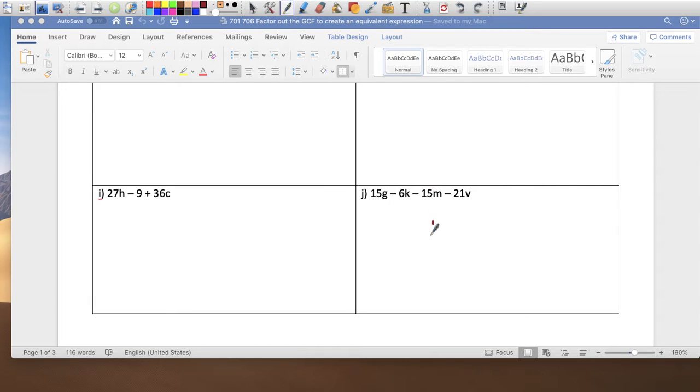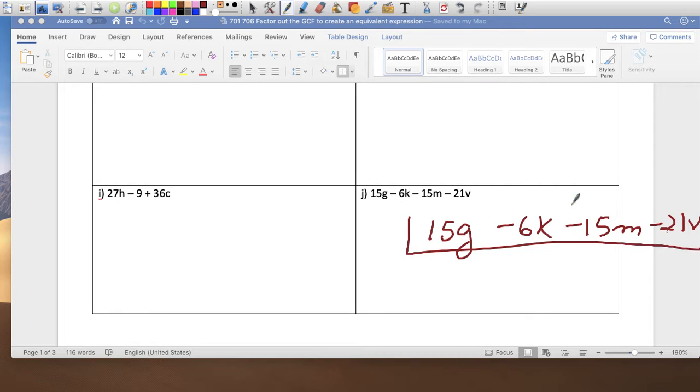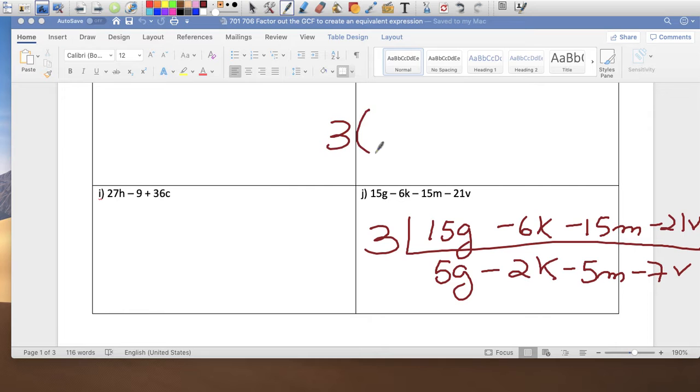This one has 4 terms. Not a big deal. Same thing. And again, because there's 4 terms, I'm going to go as high as possible, because that will lead me to less work. 2, no. 3, yes. 3 will work here, will work here, will work in the 15. So 3 seems like a good number. That would be 5g. 3 goes into 6 2 times. 3 goes into 15 5m times. And 3 goes into 21 7 times. And that's it, because there's nothing else. So my final answer is this.